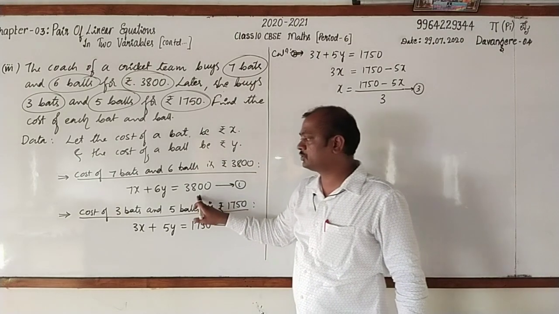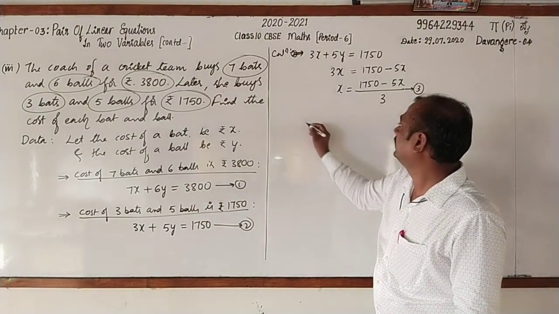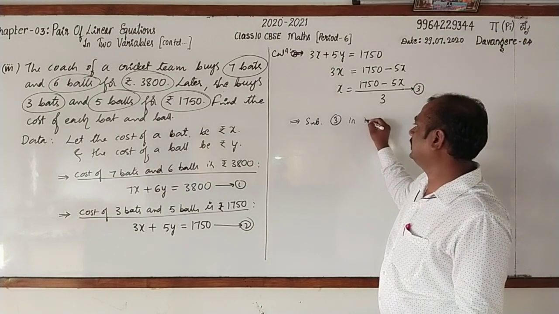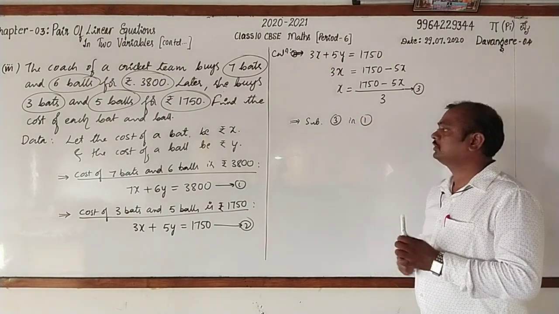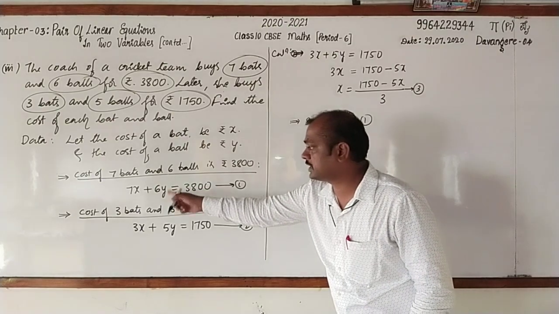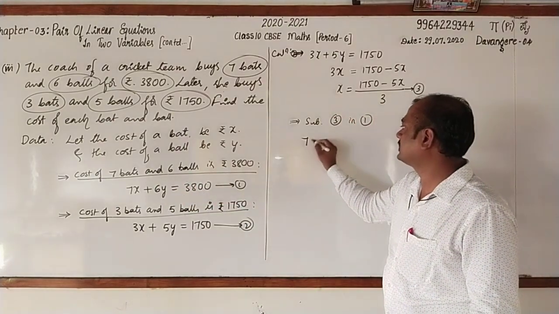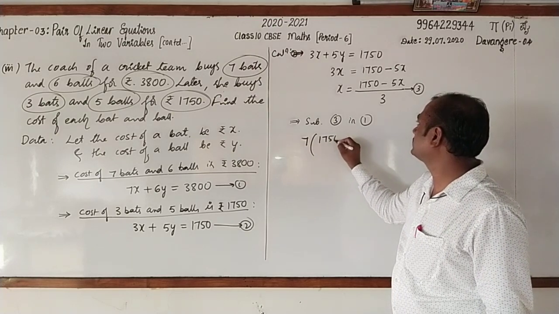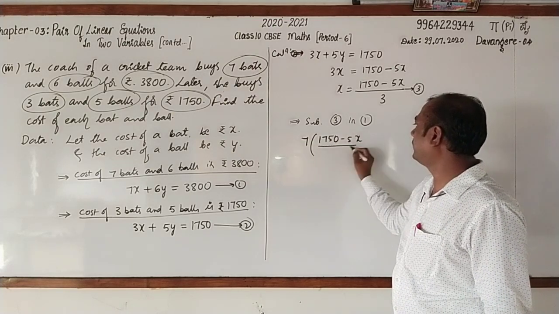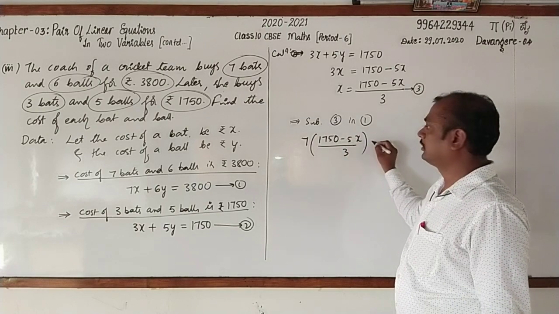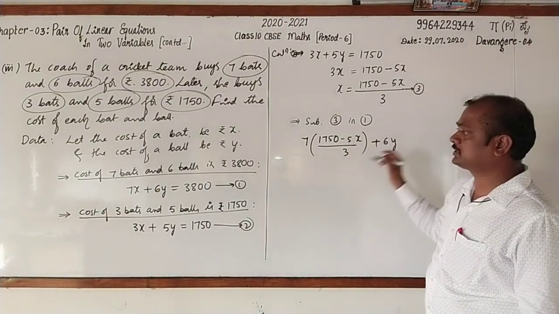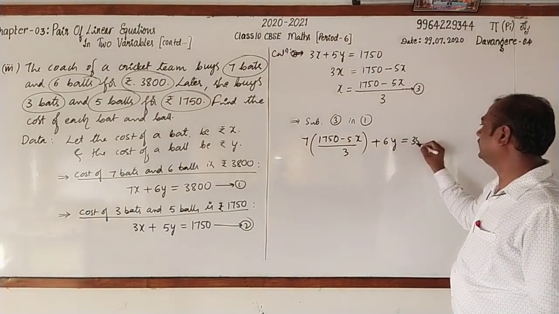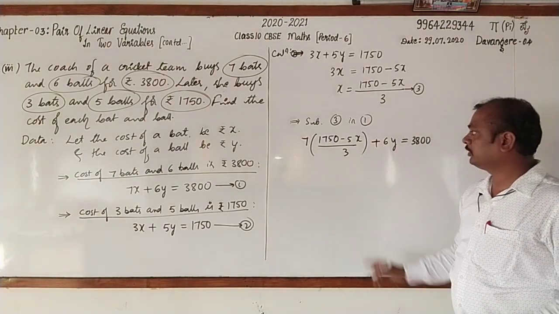Hence it should be substituted in 1. Here I will write, substitute 3 in 1. Then 1 can be written as 7x plus 6y. 7x, x is this: 1750 minus 5y by 3, plus 6y. 7x plus 6y is equal to 3800. Now we have to solve this.